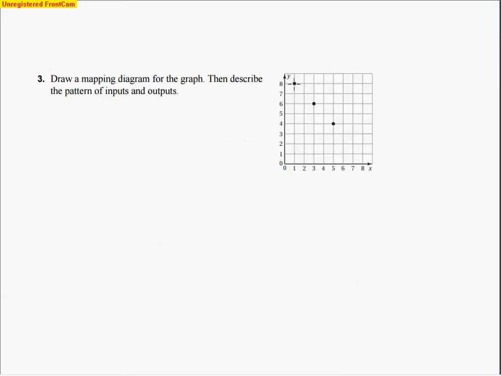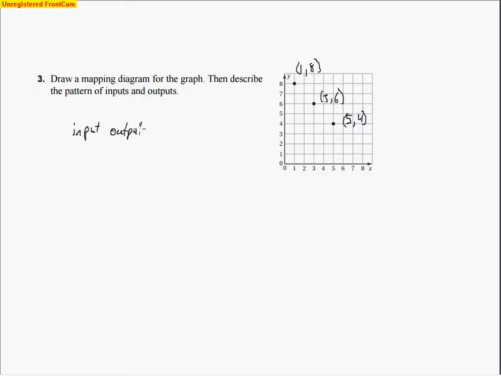These are just a series of ordered pairs, and we want to write them in a mapping diagram. This ordered pair right here is 1, 8. This ordered pair is 3, 6. And this ordered pair is 5, 4. What we're going to do is put them in that mapping diagram, which will list the input, and then we'll have an output.